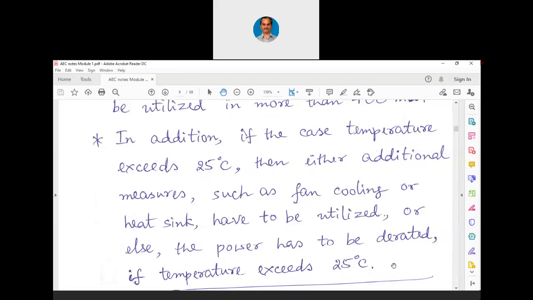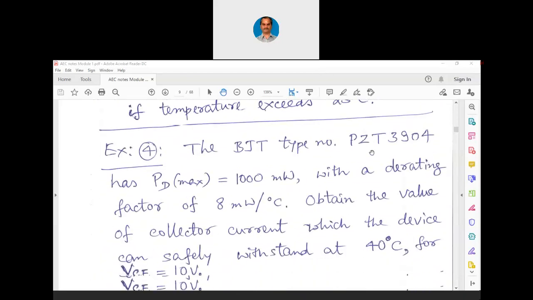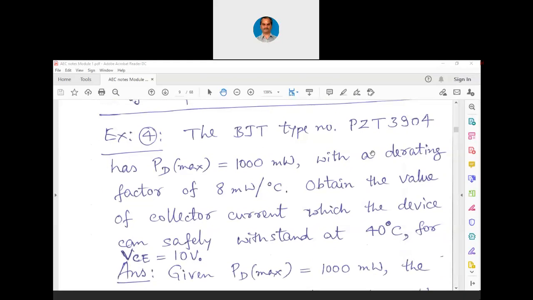So the solution is what? The solution is to use those devices with half power or sometimes even lesser. That is how circuits are designed. Let me proceed further. There is an example. I will not go through this example in detail because this is only for the sake of information. This actually is not there in the syllabus.